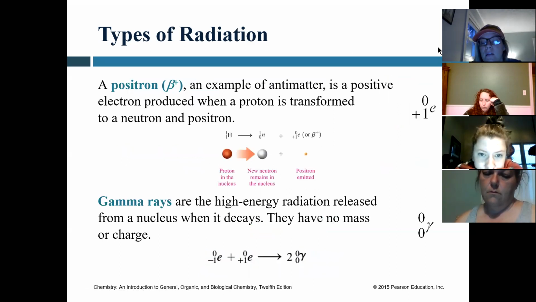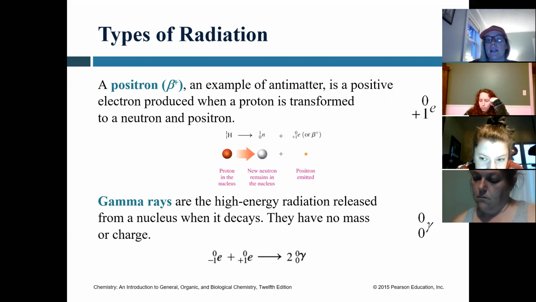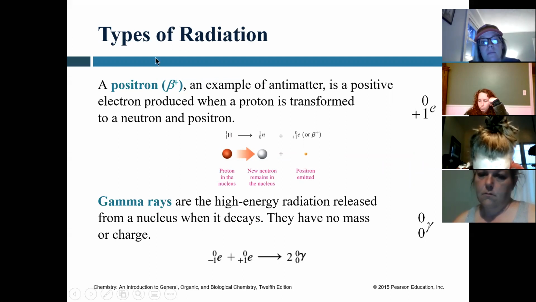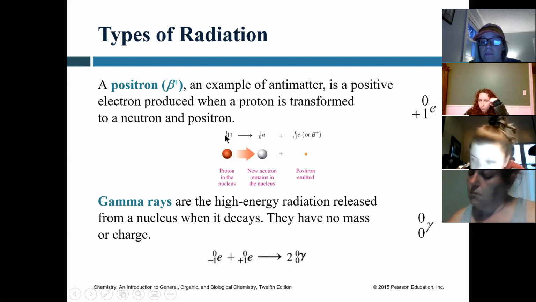A positron is sort of the opposite of a beta particle. It's even the same symbol, but it has a plus on it. So this is your first example of and encounter with antimatter. So it's a positive electron, and it's produced when a proton wants to turn into a neutron or shifts into a neutron. If you're a proton, and we want to become a neutron, we have to get rid of our positive charge. How do we get rid of our positive charge? It happens by emitting this positron thing.